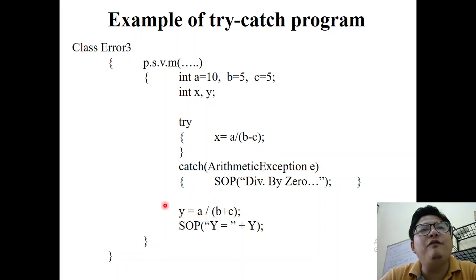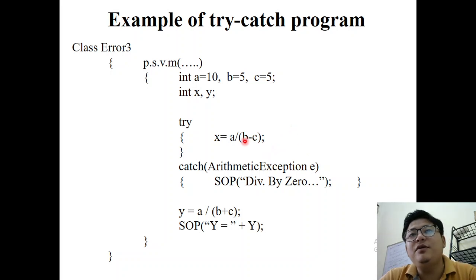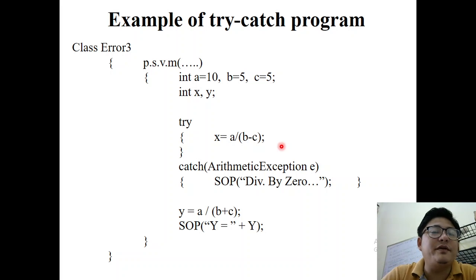Now it is obvious that whatever may be the value of A, B and C, the second expression is not going to create any kind of runtime error. However, in the first expression, if B and C are different values, then it will not create any kind of exception. But if B and C have the same value, then it will create an error: arithmetic exception, or divide by 0.